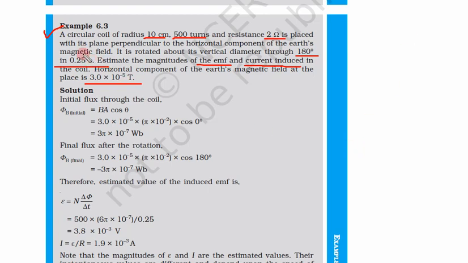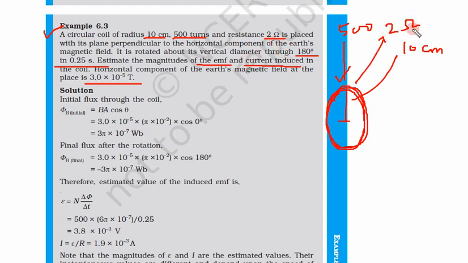Let us solve this problem. So we have a circular coil. Let me make a circular coil. So here is this circular coil. Now what is radius? Radius is 10 centimeter. How many turns are there? Let me make more turns. There are more than 1 turns and number of turns is 500. So we have 500 turns. Now what is the resistance? Resistance is 2 ohm, number of turns is 500 and radius is 10 centimeter.